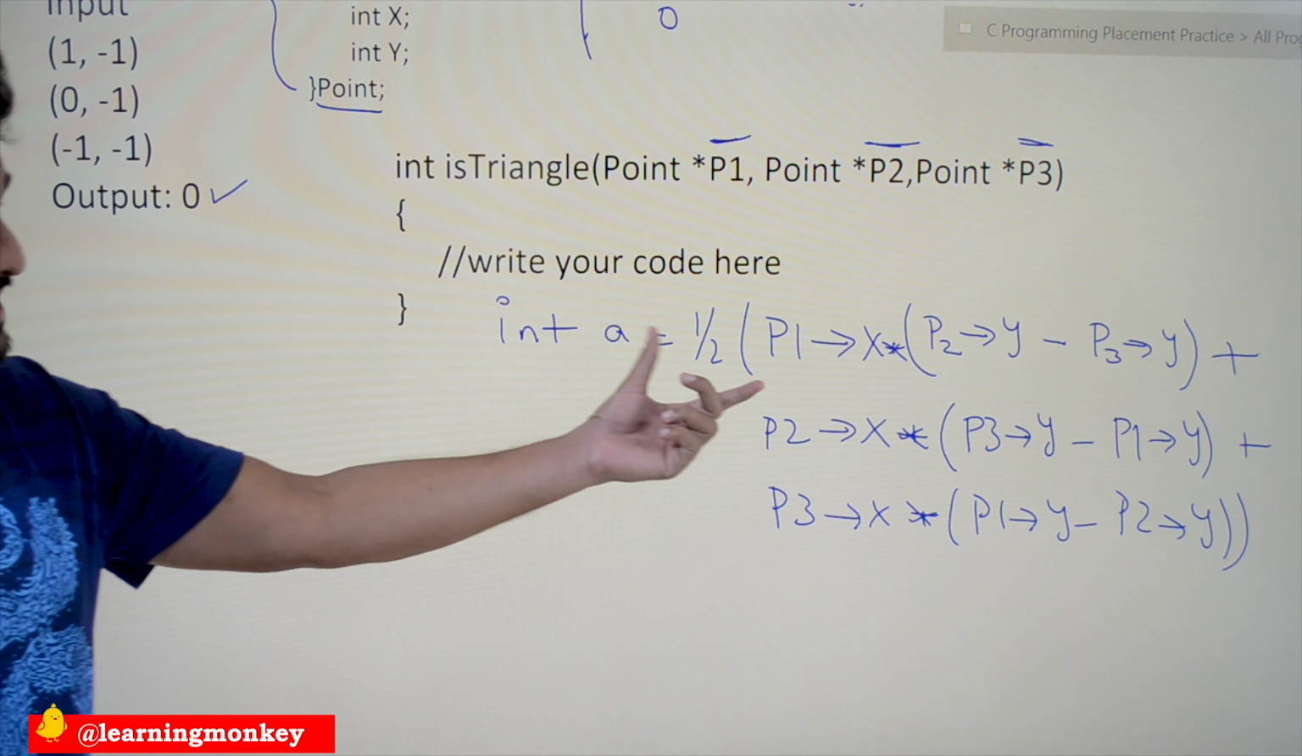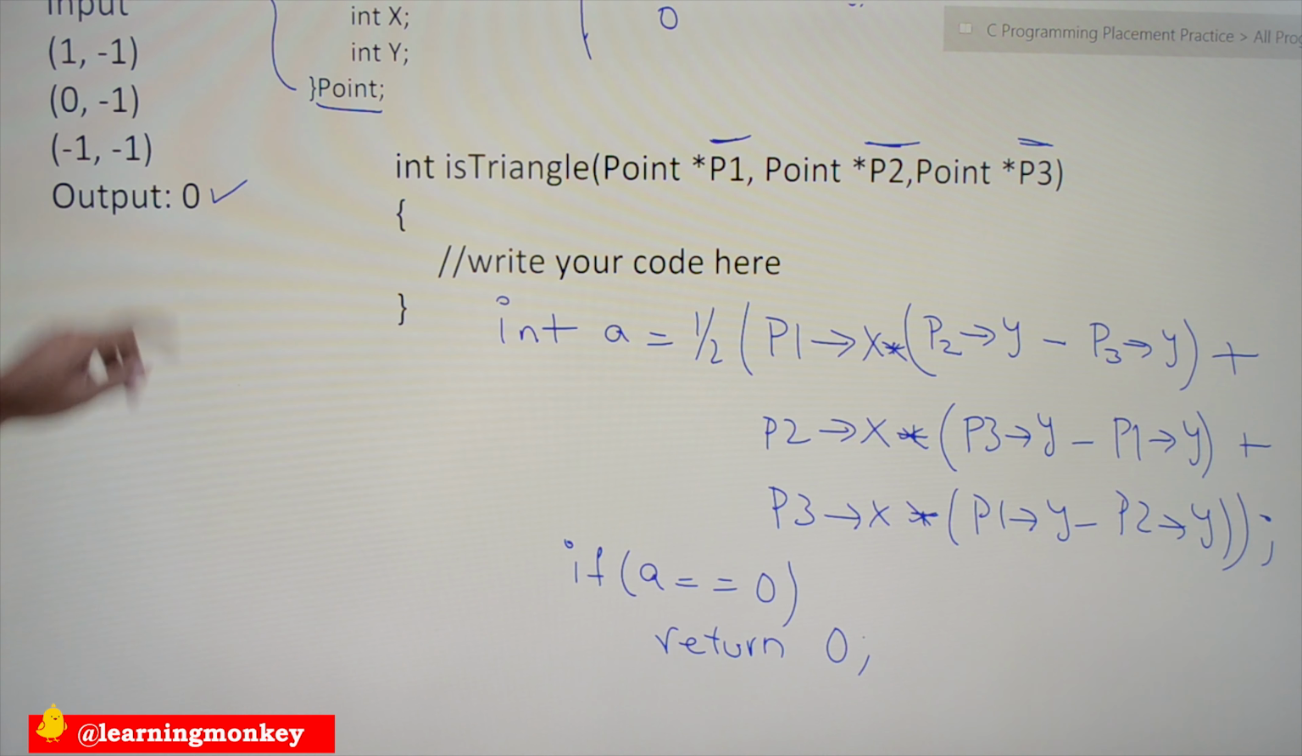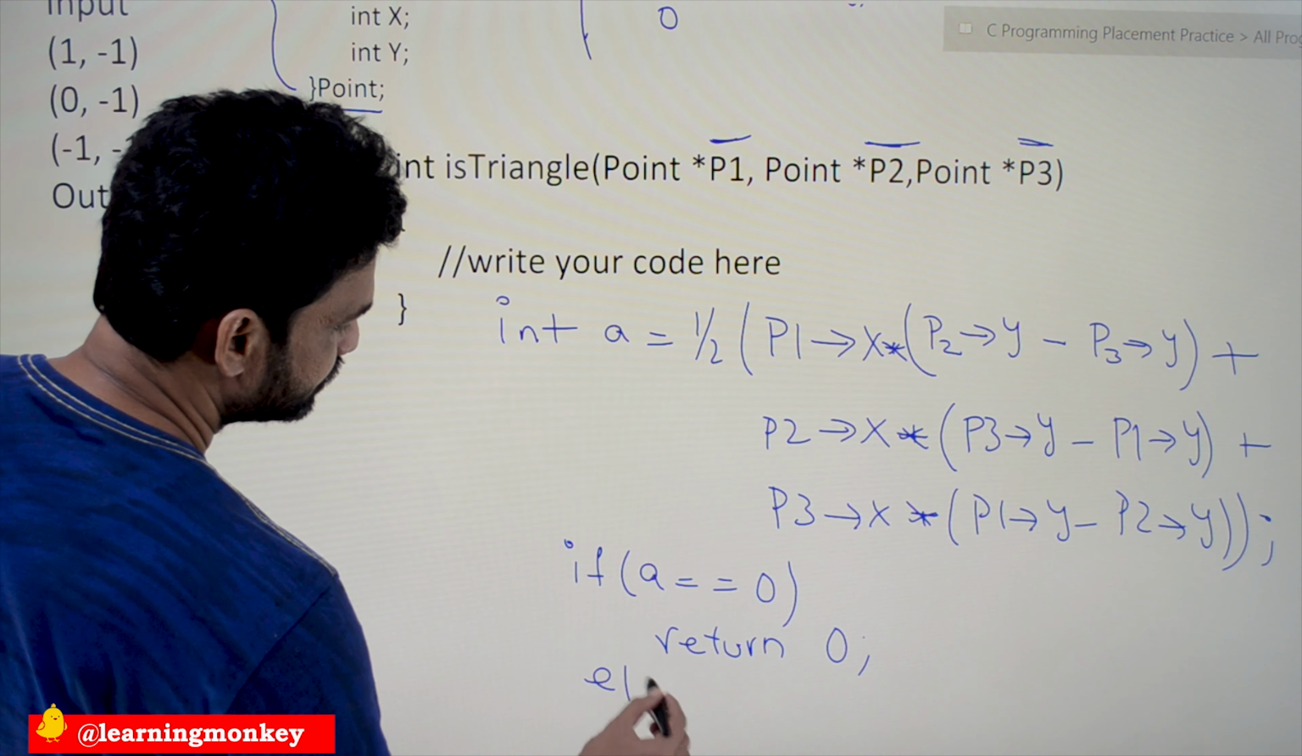Okay, next what we have to do is write an if condition. If a is equal to 0, a equal to 0 means the area is 0, all the points are in a single line. If a is equal to 0, then we have to return 0, which means the expected output is 0 if the area is 0, else return 1. Okay, so this is how we can return.